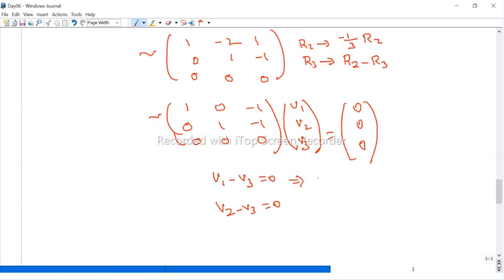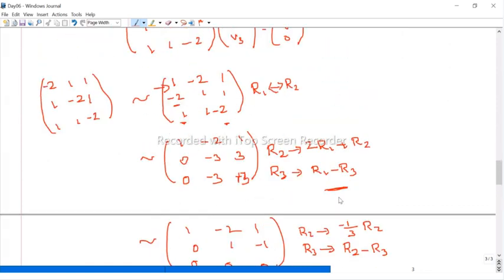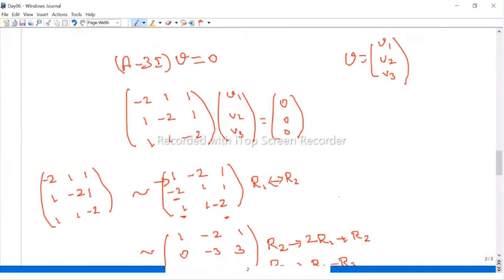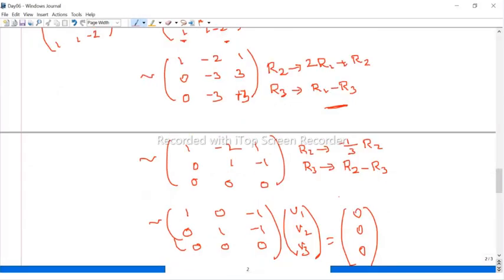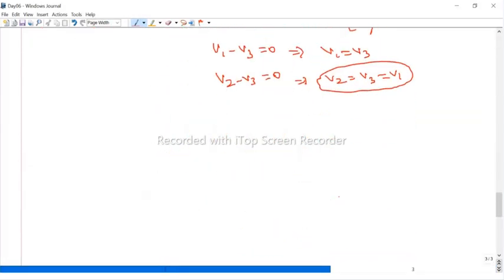Therefore from this, what do you get? v1 equal to v3, and from this v2 equal to v3, but v3 is nothing but v1. Therefore all the entries are the same. So if you take any vector, all the entries are the same, except the 0 vector, because 0, 0, 0 is not allowed for an eigenvector. For example, you can take 1, 1, 1, or 2, 2, 2, or 3, 3, 3, you can take anything.